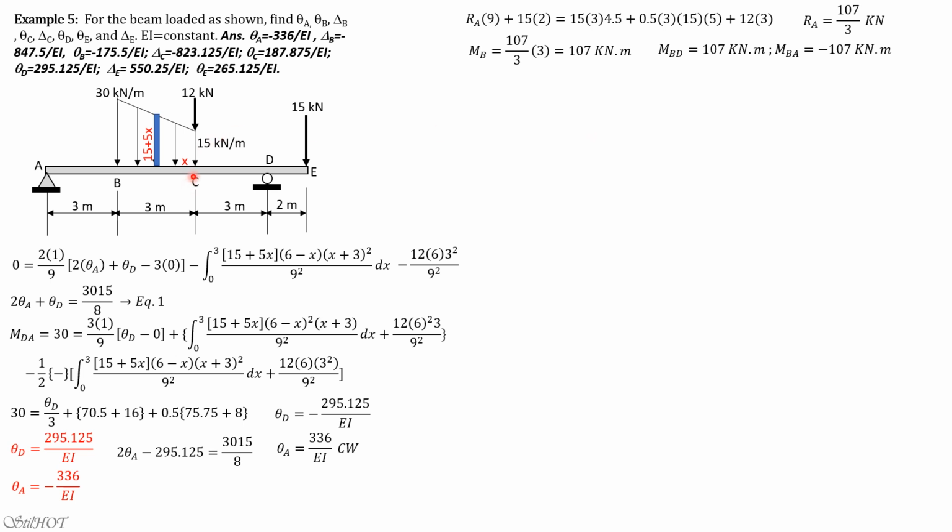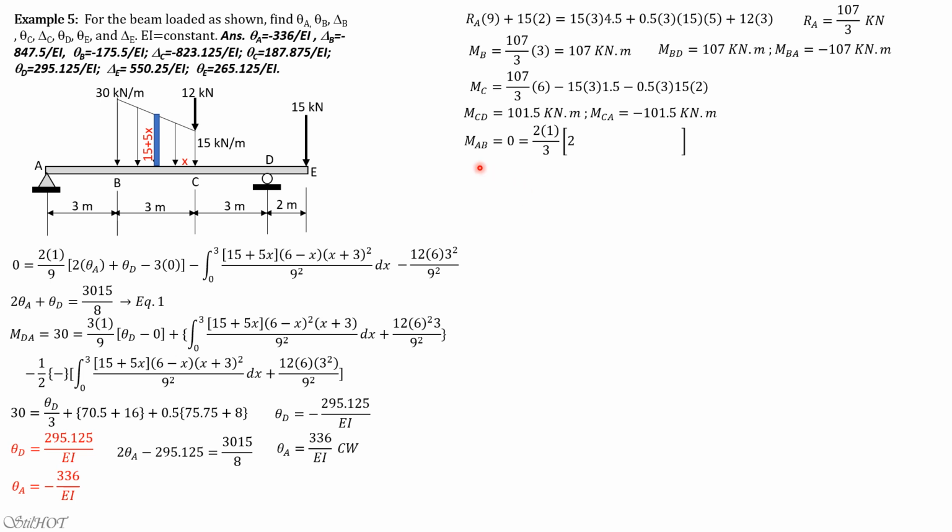Then the moment at C is equal to RA, 107 over 3 times 6, then minus 15 times 3 times 1.5, minus triangle 0.5 times 3 times 15 times 2, then of course, there's no moment for the 12 kilonewton load at C. So moment at C is positive 101.5 kilonewton meter. Again, moment CD is positive 101.5, while moment CA is negative 101.5 kilonewton meter. That's the meaning of that.